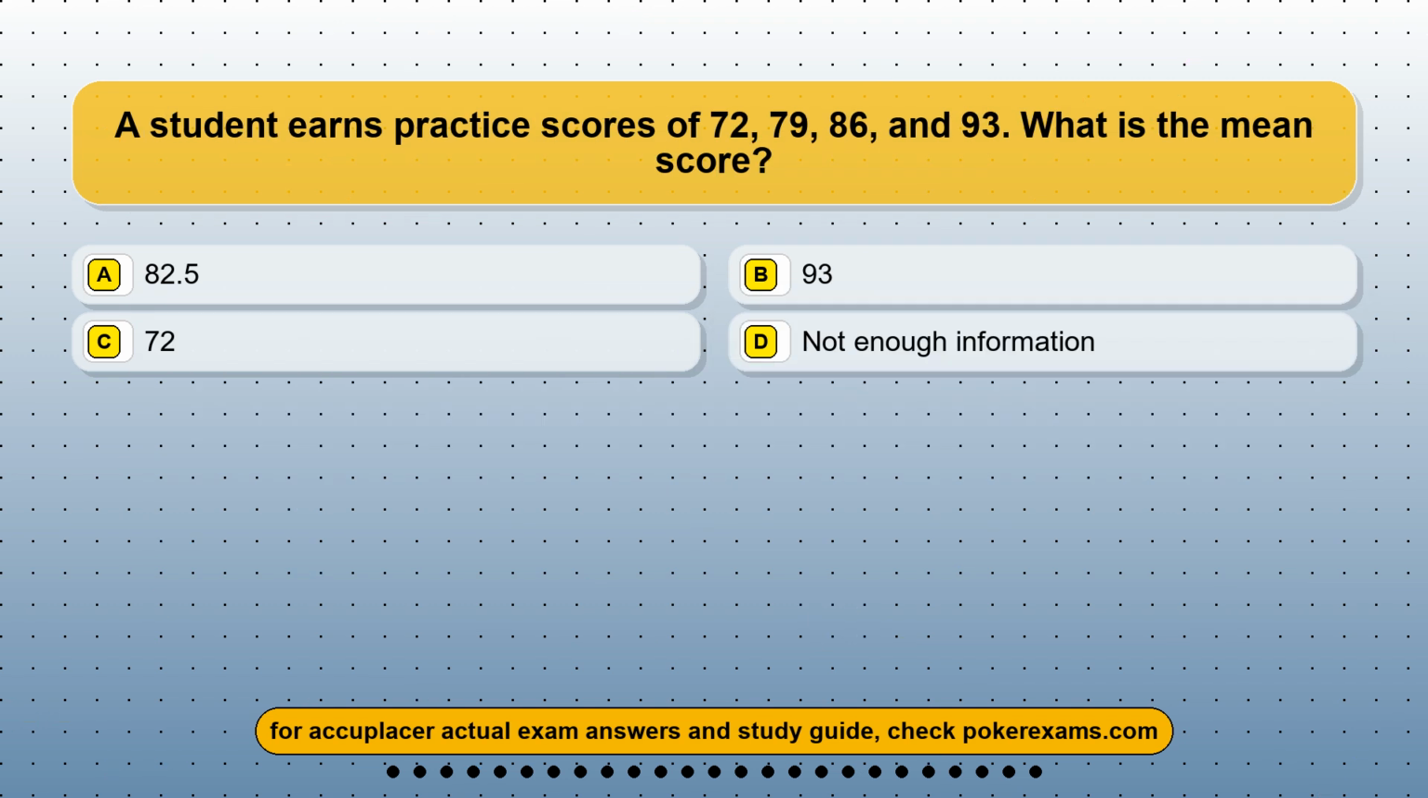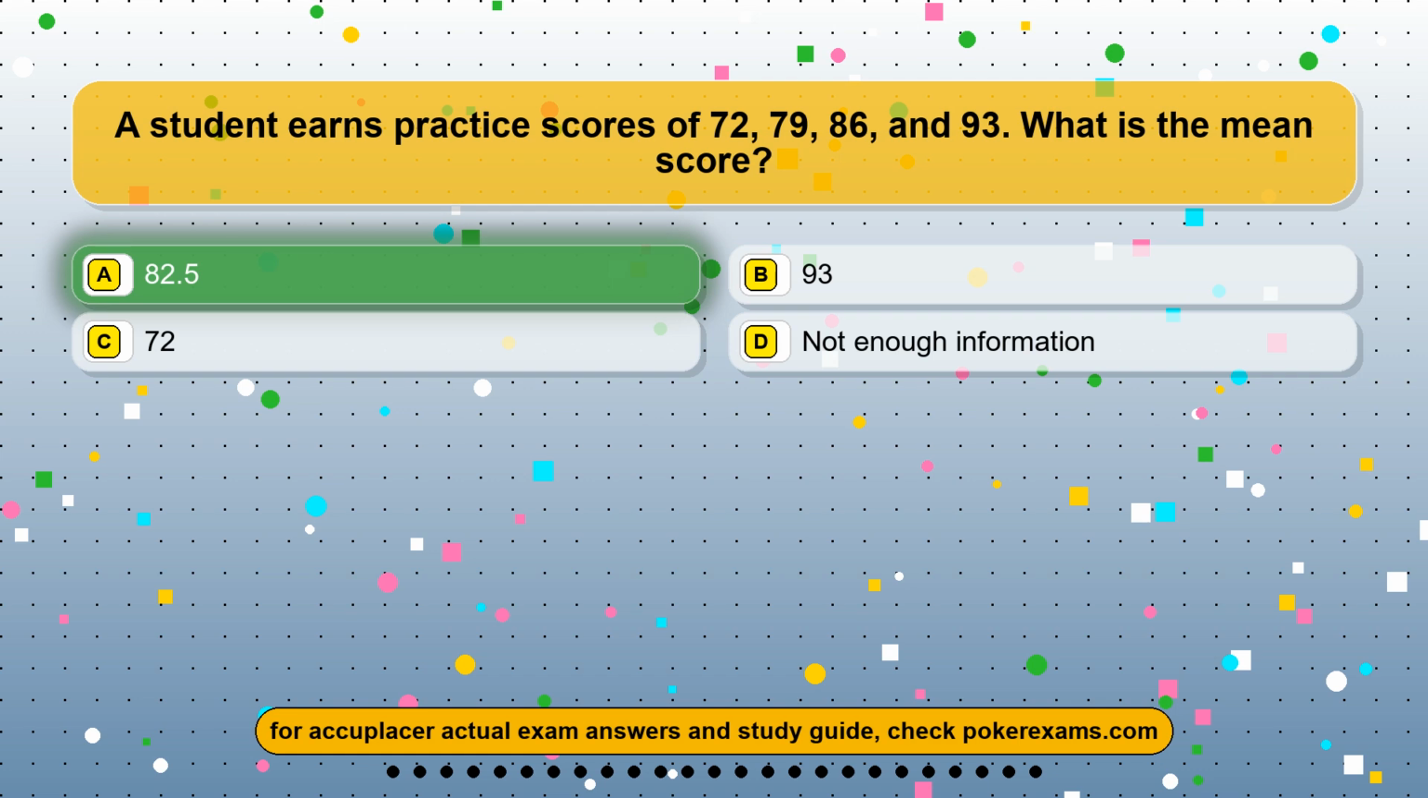Question 2. A student earns practice scores of 72, 79, 86, and 93. What is the mean score? Option A, 82.5. Option B, 93. Option C, 72. Option D, not enough information.